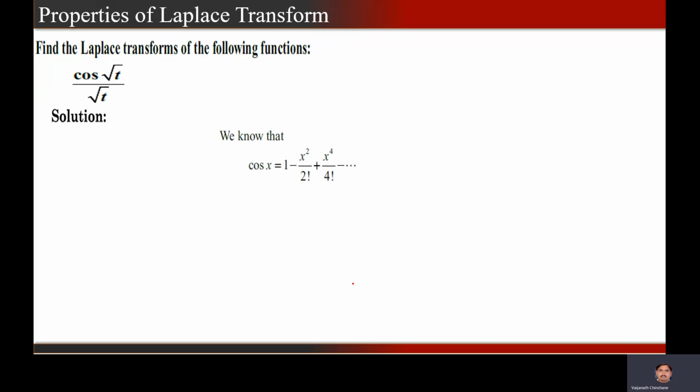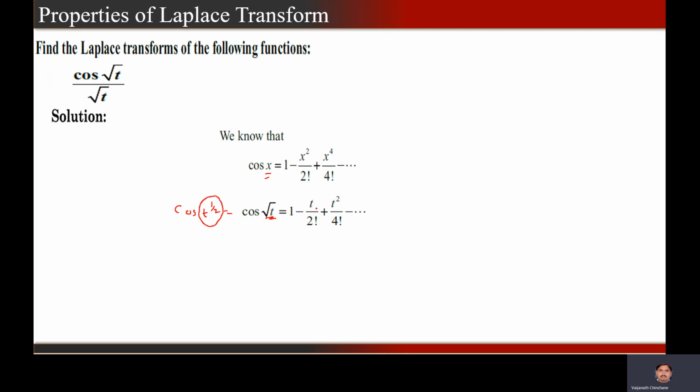See, to solve this, first of all, we know what cos of x is. We know that cos of x is 1 minus x square by 2 factorial plus x raised to 4 by 4 factorial minus and so on. Now see, what is x here in our problem? x is root t. So we find cos of root t, which is cos of t raised to half. Here x has the value t raised to half, right?